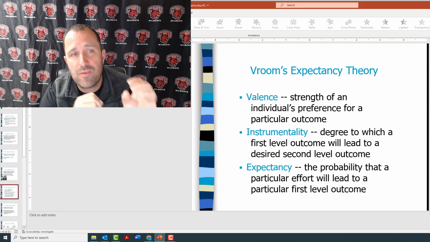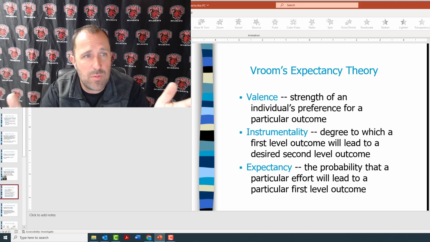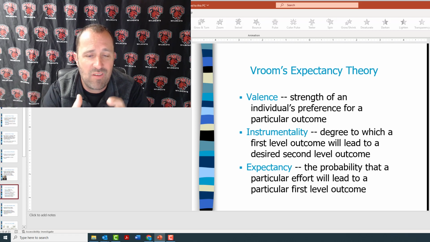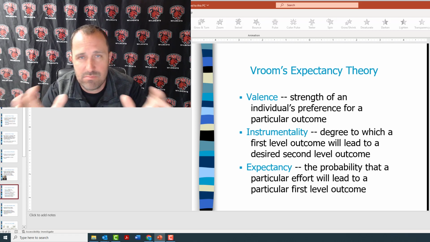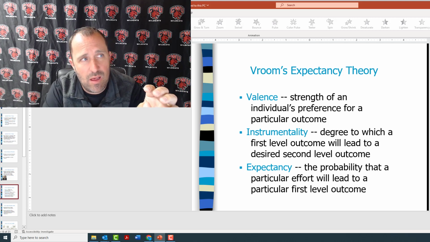So valence, if you understand this, is all about setting the right incentives. The right incentives have to be in place. It's more than just money. Money, feedback, recognition, prizes, benefits, status, whatever it is, promotion. Setting a goal out there with incentives that are actually desirable, okay?